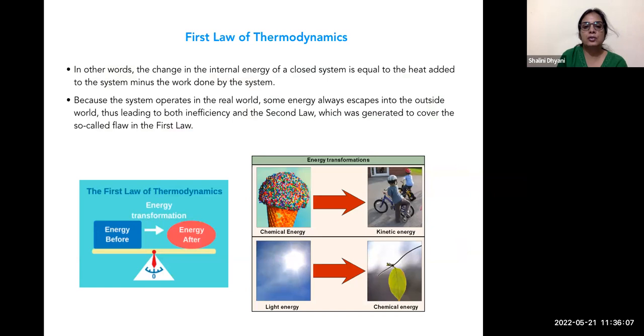Because in real-time conditions, when physics was written, you all know that it was written in a vacuum. Every experiment, everything was true in vacuum. But in real-time conditions, there is escape in mass, there is also escape in energy. So that is not very true in the case of even the first law of thermodynamics. Even the transformation of energy is not 100%. There is a certain amount of energy that will escape into the environment.